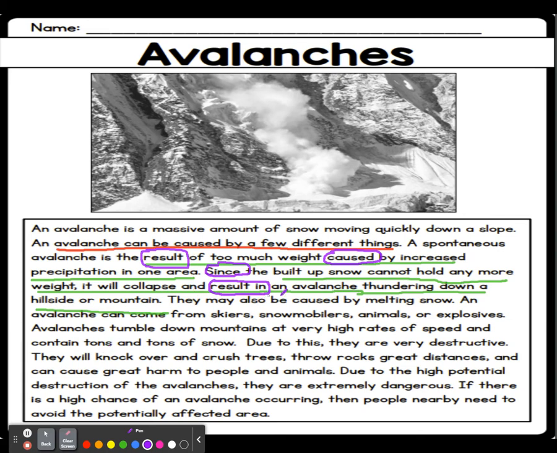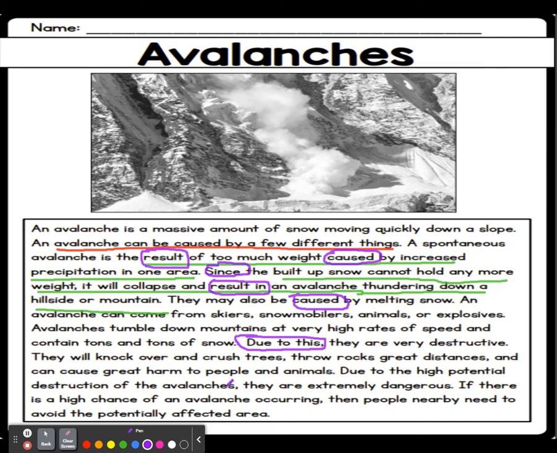So it says they may also be caused by melting snow. An avalanche can come from skiers, snowmobilers, animals, or explosives. Avalanches tumble down mountains at very high rates of speed and contain tons and tons of snow. Due to this, they are very destructive. They will knock over and crush trees, throw rocks great distances, and can cause great harm to people and animals.